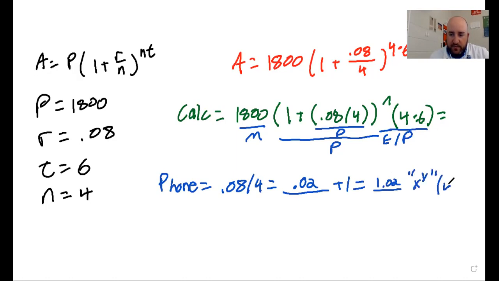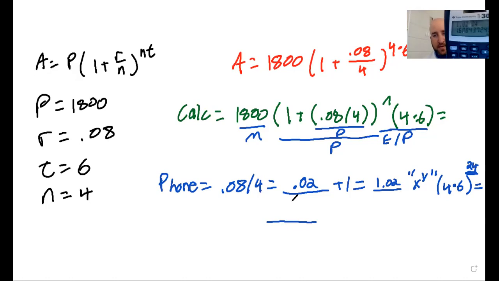Now you're going to hit parentheses 4 times 6. If you know that's 24, just type 24. When you close parentheses, it's going to spit out 24. But it's not saying 1.02 to this power is 24. What it's saying is you're now taking 1.02 to the 24th power. The XY should still be highlighted. Then you hit equals. It'll spit out 1.608437249. Again, leave the whole decimal.